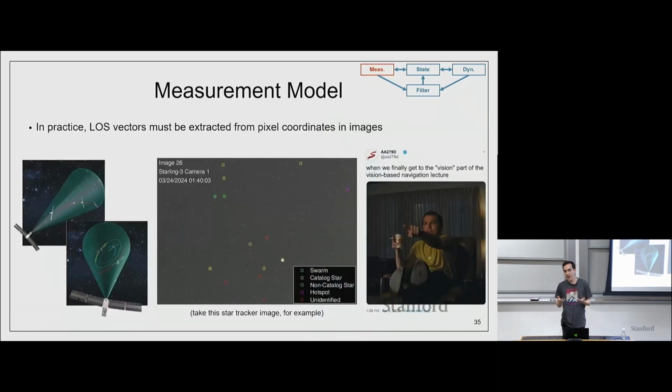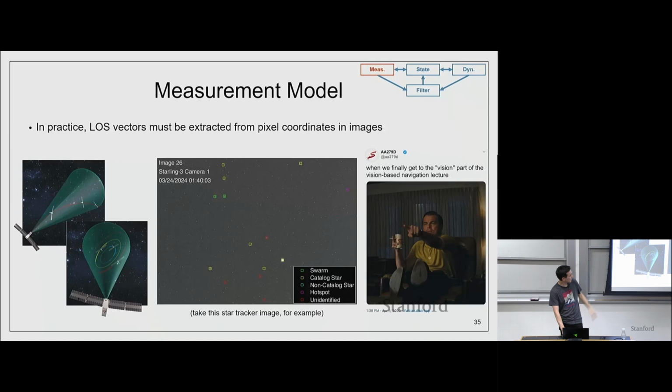So in practice, I haven't talked about the image side of this yet, even though this is technically a thing about vision-based navigation. In practice, you have to extract your line of sight vectors from an image which is made up of pixels. Here's an example of a typical star tracker image from the Star Fox experiment, where you can see a bunch of objects which are just point sources, and these have been classified by the image processing system. The yellow ones here are stars that were identified using that pyramid algorithm I mentioned. There are some red objects which are currently unidentified. And the two green objects in the top left are two of the target spacecraft in the swarm.